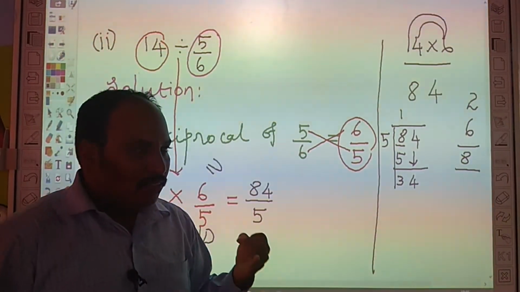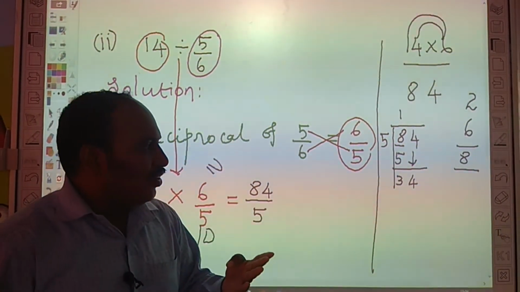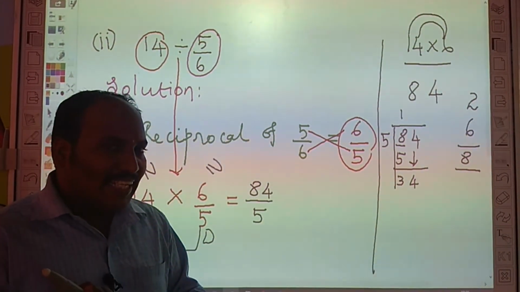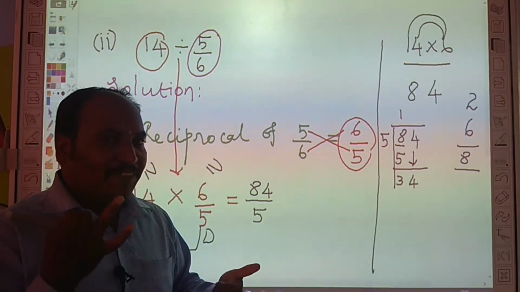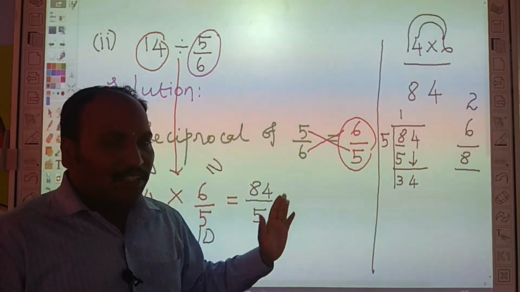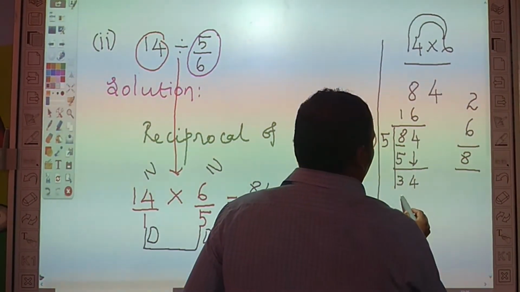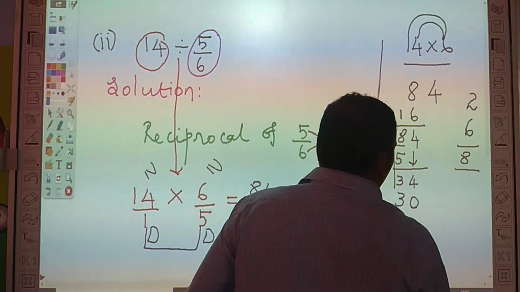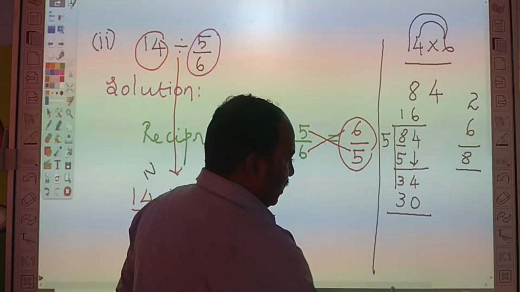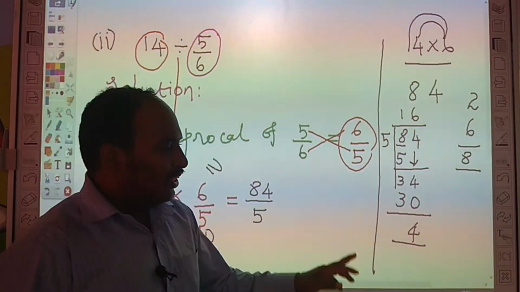1 5 is 5, 2 5s are 10, 3 5s are 15, 4 5s are 20, 5 5s are 25, 6 5s are 30, 7 5s are 35. So here 34 only having, so 6 into 5 is equal to 30. The next we want to minus 4 minus 0 is equal to 4. 3 minus 3 is equal to 0.